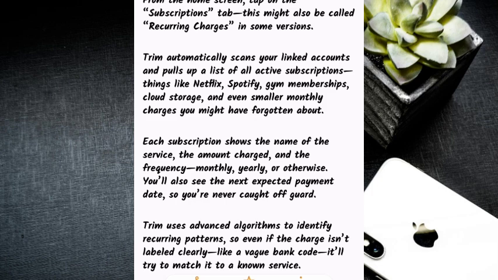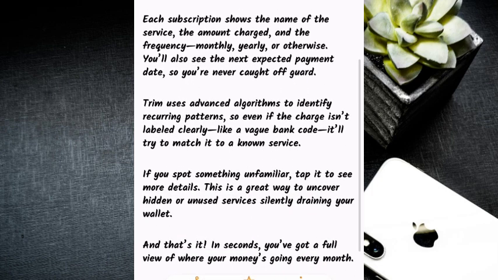Trim uses advanced algorithms to identify recurring patterns, so even if the charge isn't labeled clearly, like a vague bank code, it'll try to match it with a known service. If you spot something unfamiliar, just tap it to see more details. This is a great way to uncover hidden or unused services that are silently draining your wallet.